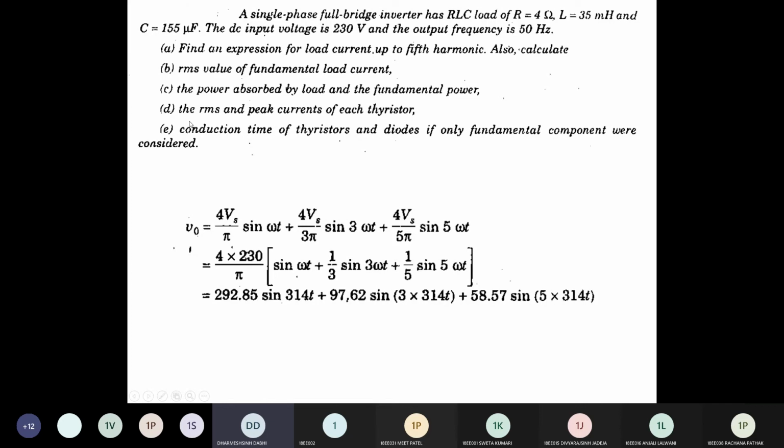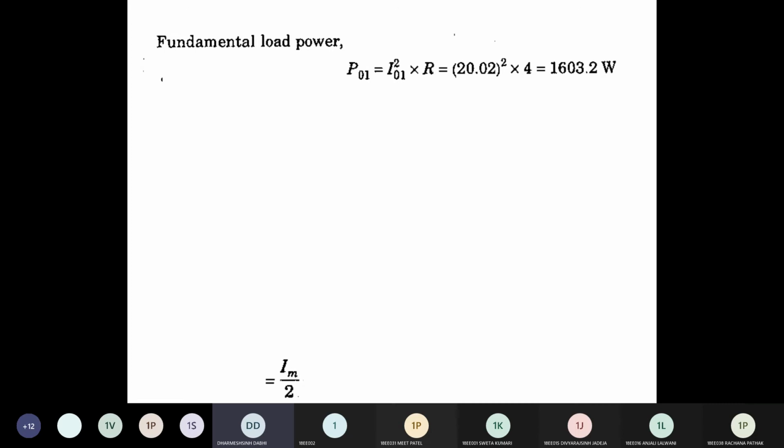Clear? Next we find out RMS and peak current of each thyristor. Remember this is a single phase full bridge inverter. So have you calculated this RMS and peak value? We calculate RMS and peak value of each thyristor. Yes, anyone? Have you calculated this? Yes or no? Yes. Have you calculated this value? Yes, 70 number.